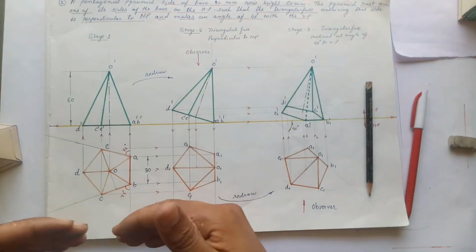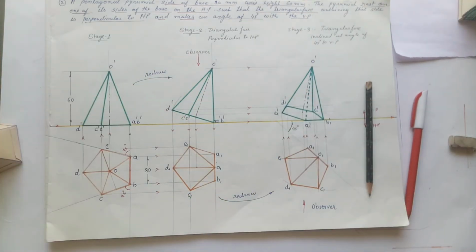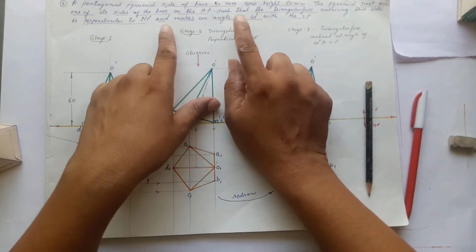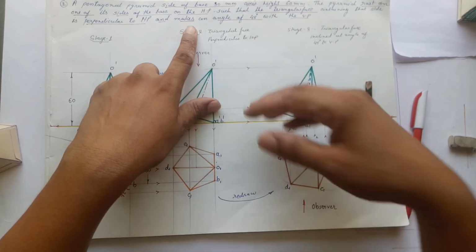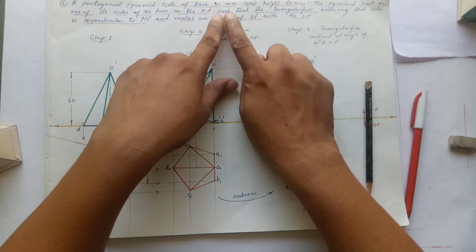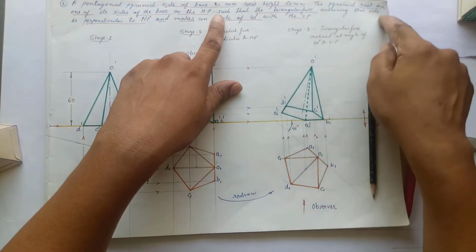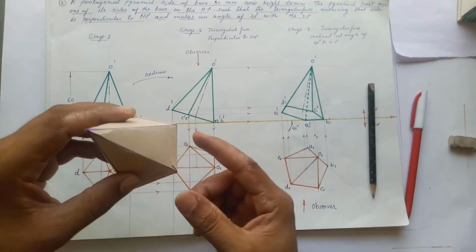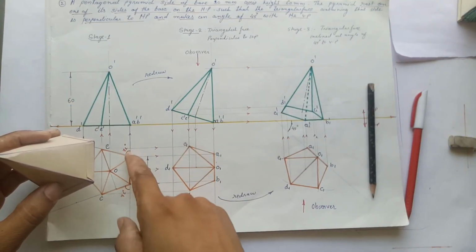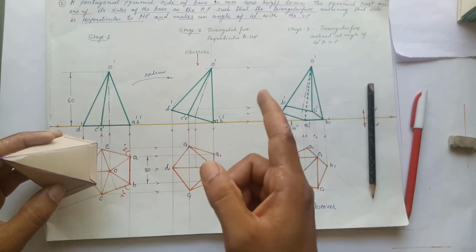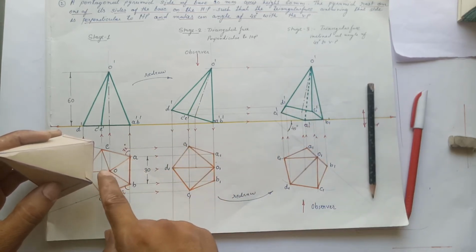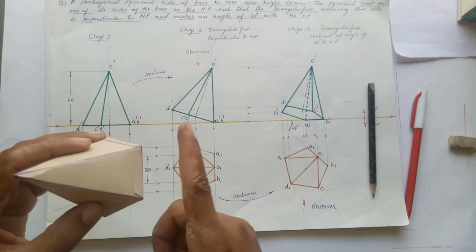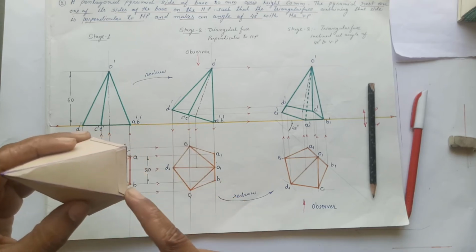Now again it is resting on HP. So in the second stage we have to derive the condition with the horizontal plane. Here the angle with the horizontal plane is not given. The angle with VP is given, that we have to derive in the last stage. But here it is given that the triangular face containing that side is perpendicular to HP. Which side? The side which is on HP. And we all know that the base edge AB is on HP, and the triangular face containing that base edge will be OAB.